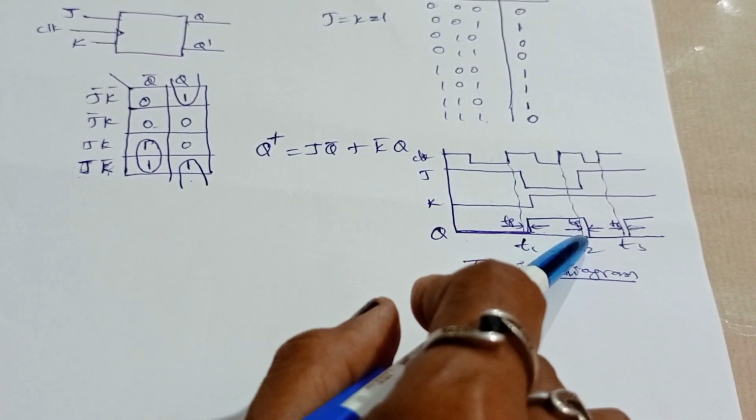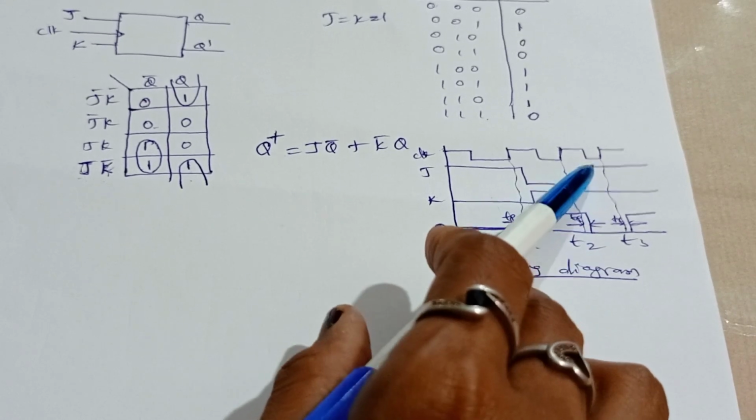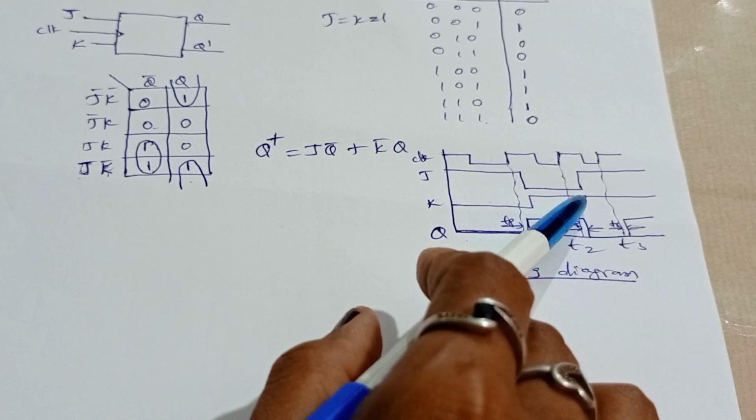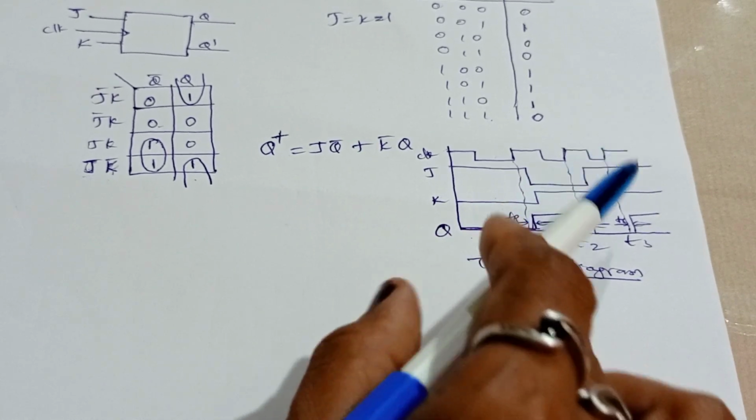Similarly, when j is equal to k is equal to 1, both are 1 here, q will change state after the rising edge. Here after the rising edge, q is changing the state.